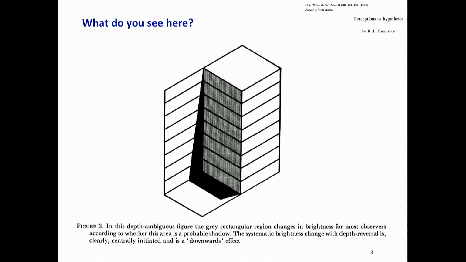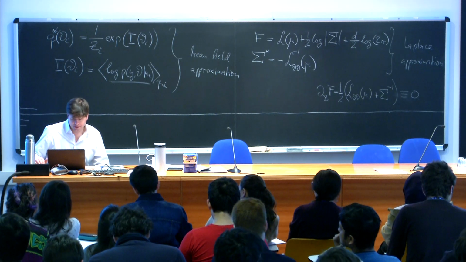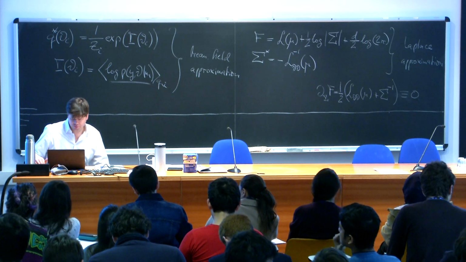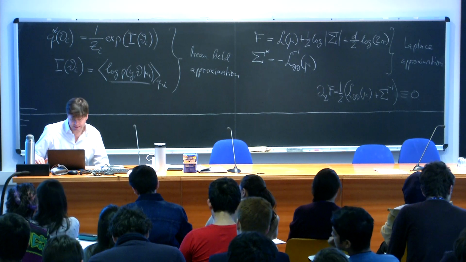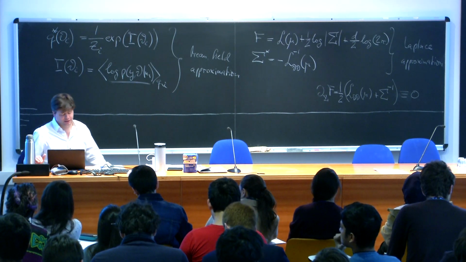So in this depth ambiguous figure, the gray rectangular region changes in brightness for most observers. I mean, even here they say not for all observers, but for most observers, according to whether the area is a probable shadow. The systematic brightness change with depth reversal is clearly centrally initiated and a downwards effect.